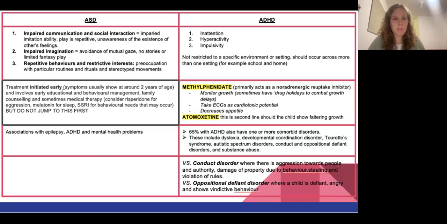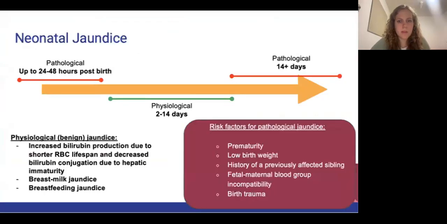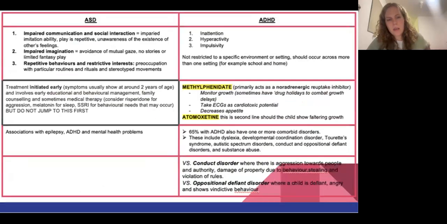Treatment is really just management with a multidisciplinary team to have behavioral and educational interventions, family counseling, and you might give some medical therapy to help with things like sleep or comorbid ADHD or things like that, but there's not really medications you give just for autism. Okay, so yeah, that's autism.